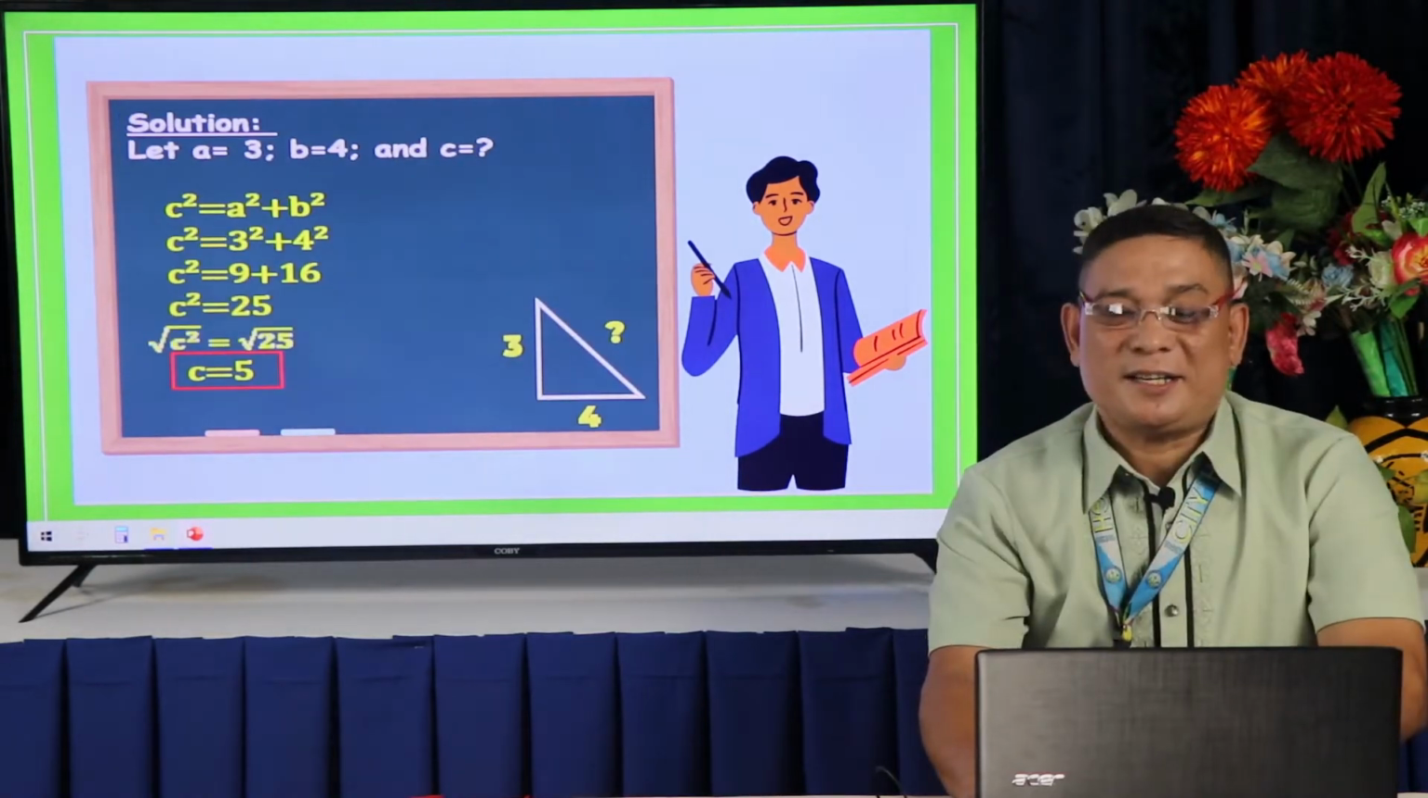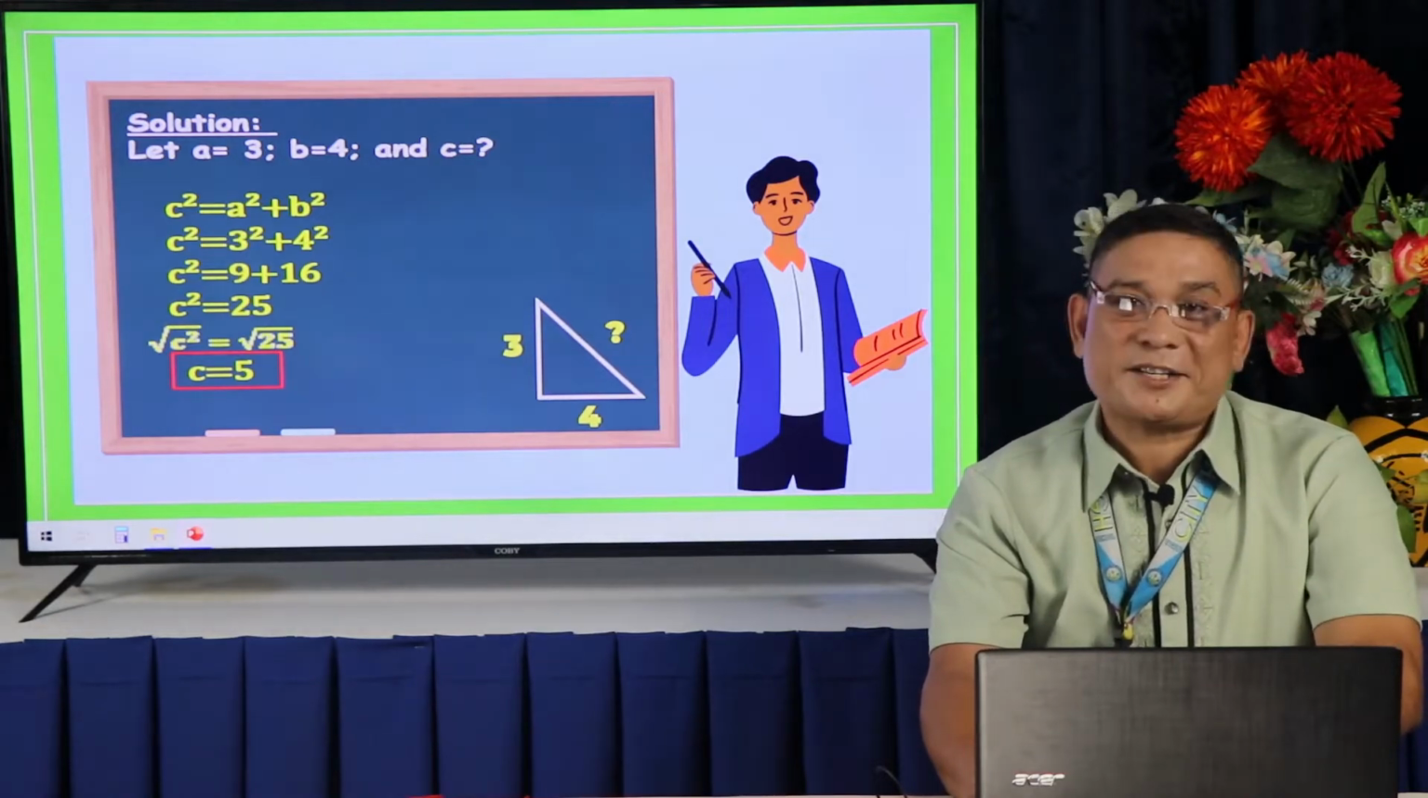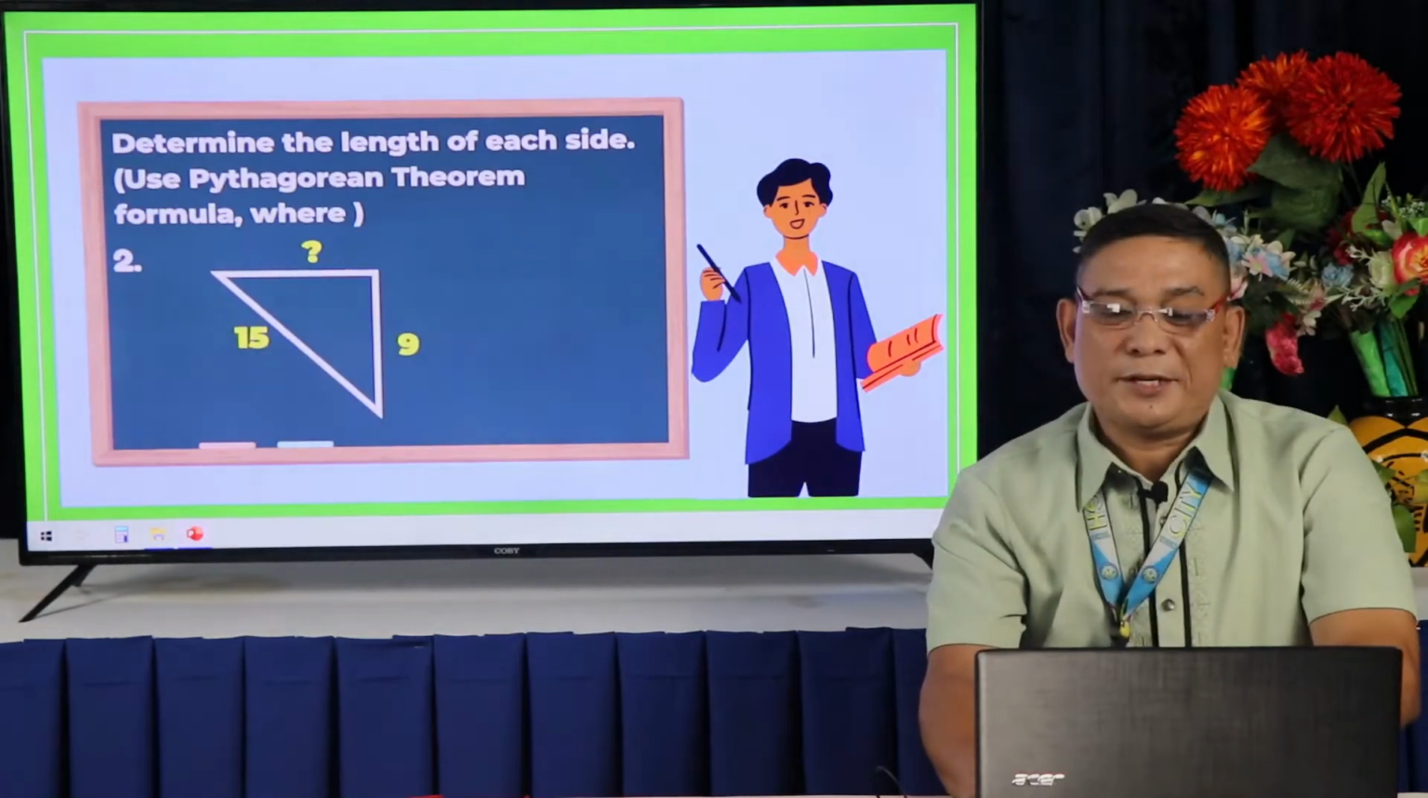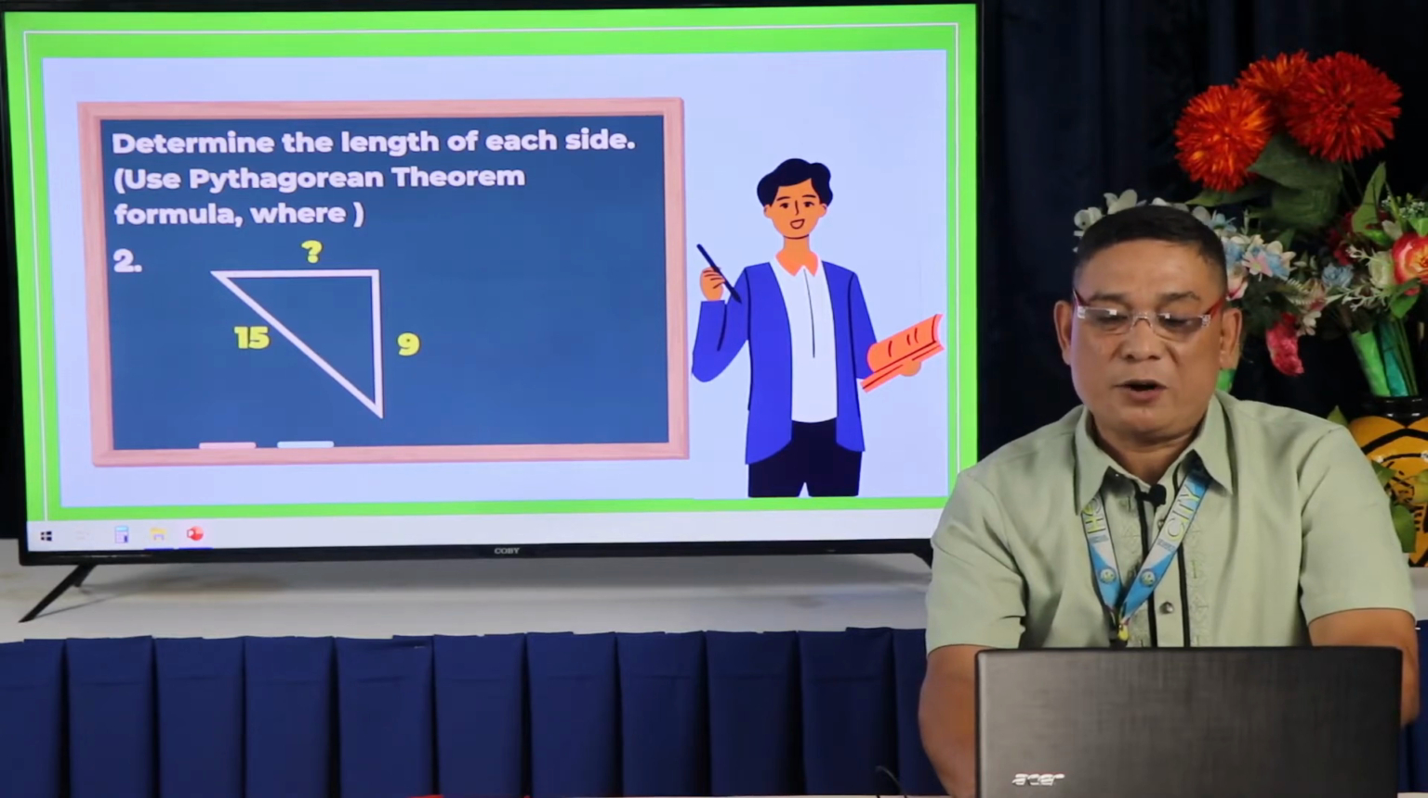The correct answer is C is equal to 5. Did you get it correctly? That's great. Number 2. Determine the length of the second figure. A is equal to 9, B is unknown. C is equal to 15. What is now the value of B? You have 5 seconds to answer.